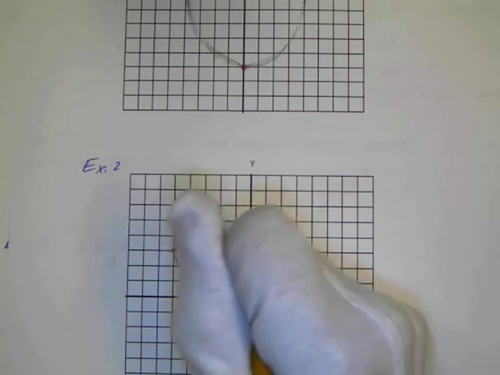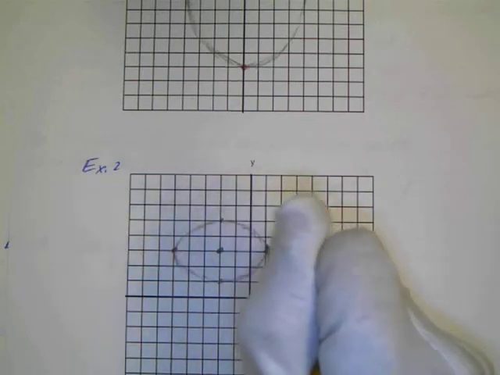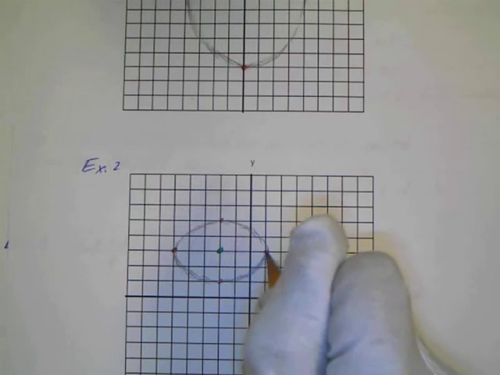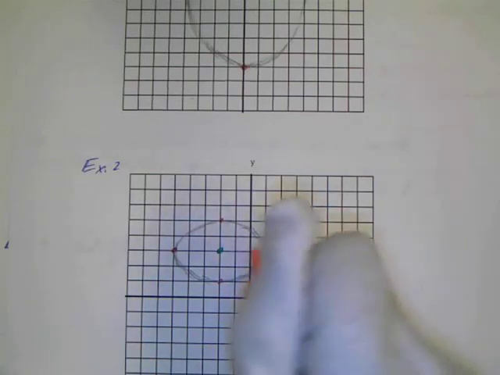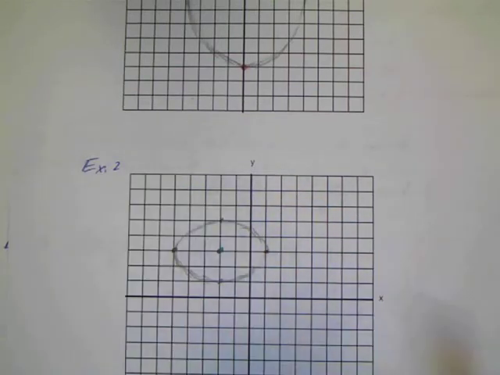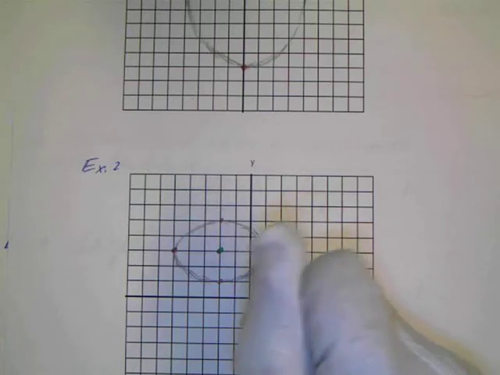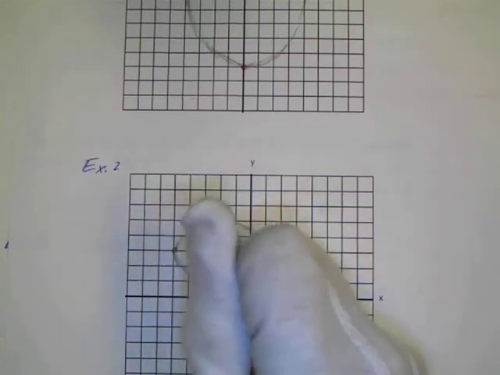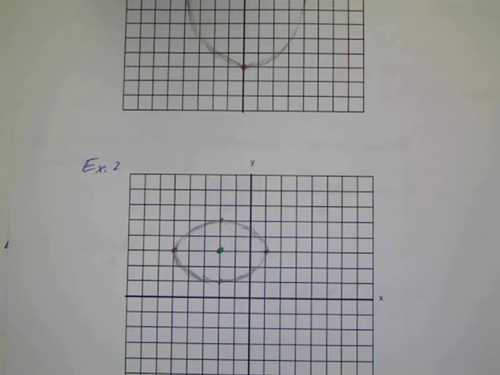Once you get your points in, you can put your points in ink, but you might want to draw it in pencil so you can doctor it up a little bit so it looks like a nice egg. And there you go, there's your ellipse.